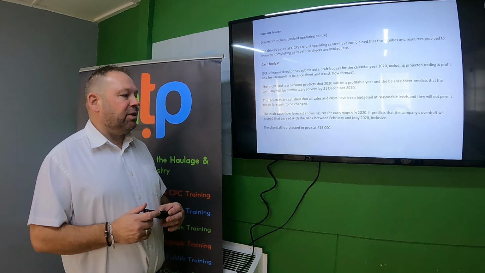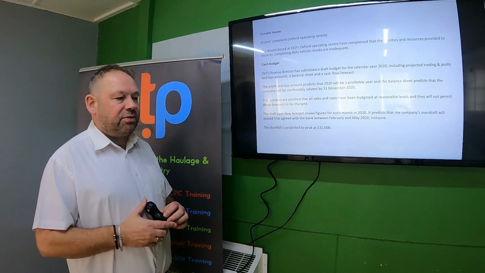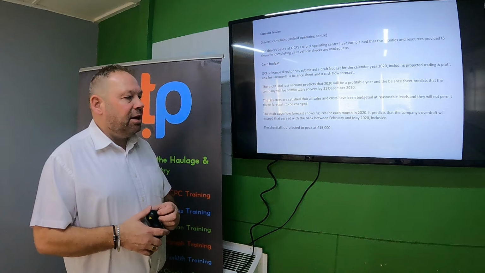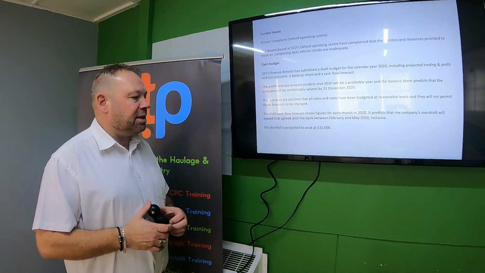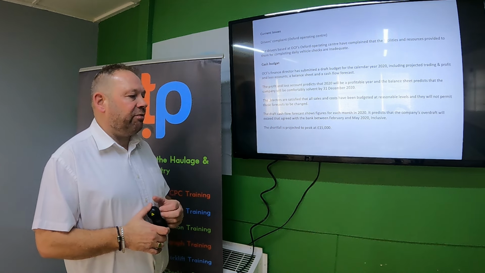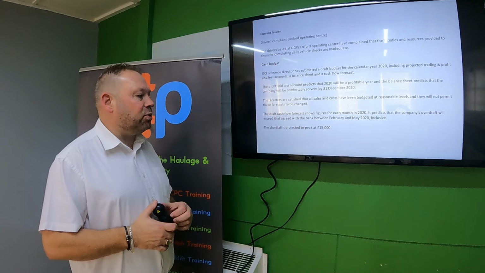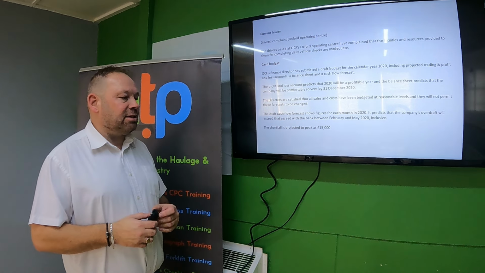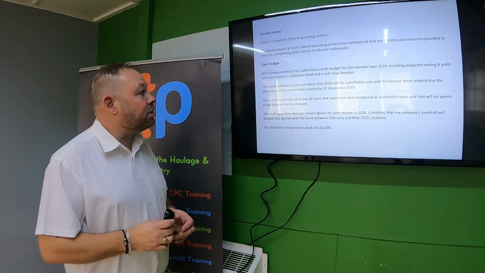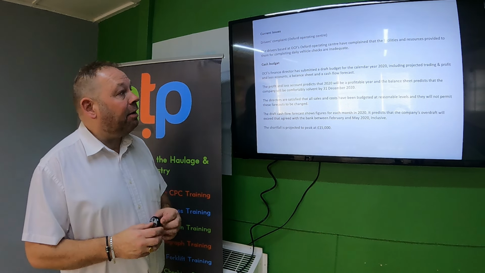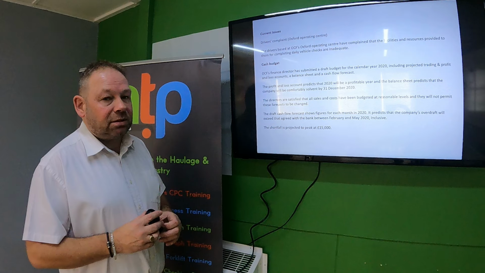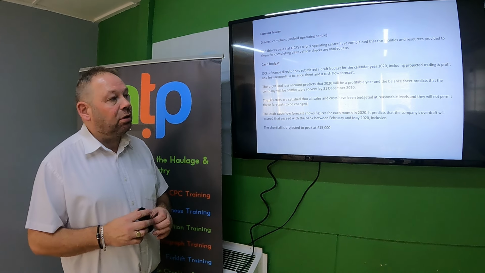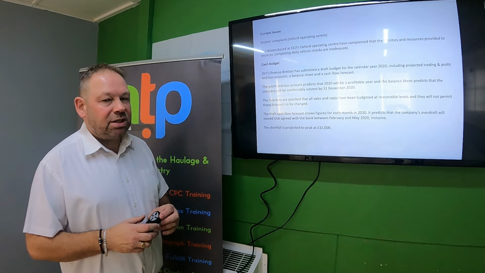The draft cash flow forecast shows figures for each month in 2020. It predicts that the company's overdraft will exceed that agreed with the bank between February and May 2020 inclusive. The shortfall is projected to peak at £15,000. Any of that affect our costings? Pause, have a look, highlight. See you in a second.